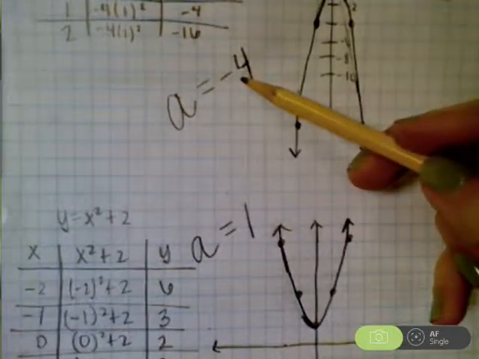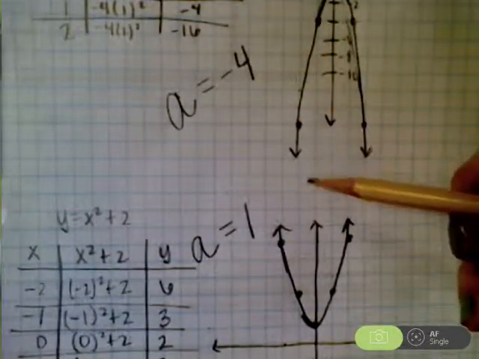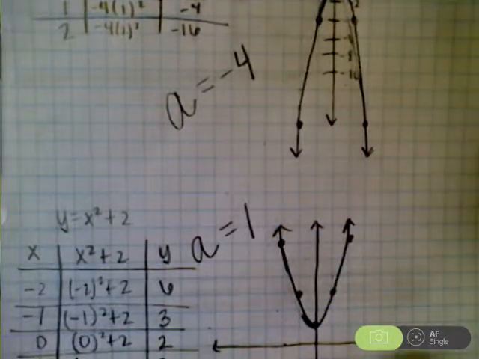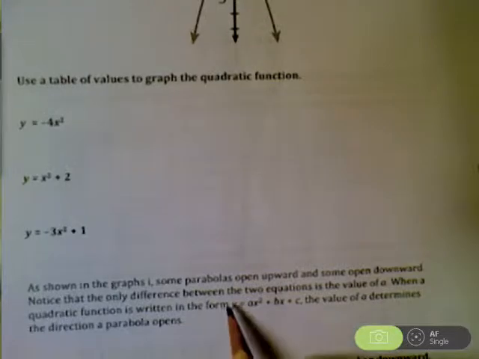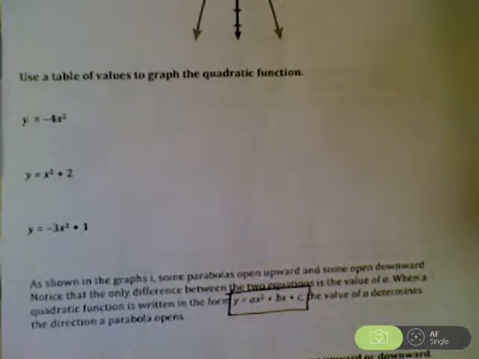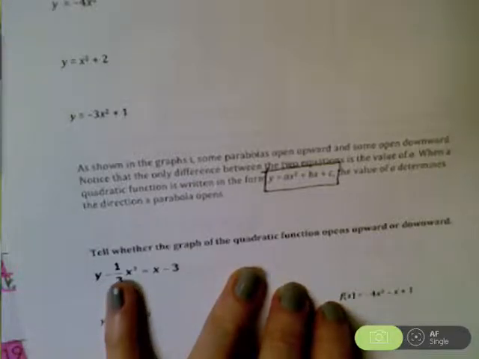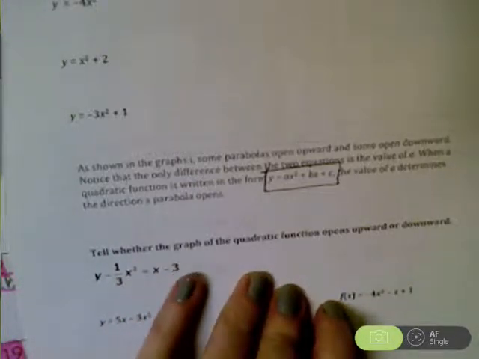Yes, if a is negative, the parabola will open down. If a is positive, the parabola will open up. Now, notice, just like this paragraph says, this only works if it's written in standard form. So, on problems like these three at the bottom, you cannot tell the direction of the parabola unless it's written in standard form. So, for example, y minus 1/3 x squared equals x minus 3.